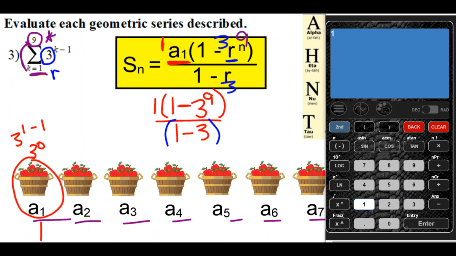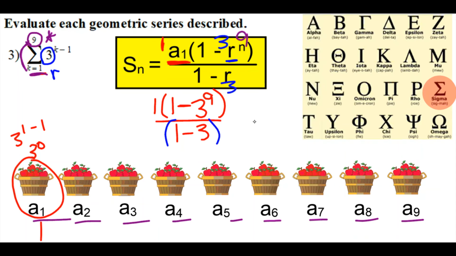So let's look at our calculator. We have 1 times the quantity, 1 minus 3 to the 9th power, close them, divided by, I'm going to open up parentheses for the bottom and put 1 minus 3. Now, as an alternative to putting parentheses there, you could just say 1 minus 3 is negative 2 and just divide by negative 2 if you want, but I'm just going to do it like this and not have to do any kind of calculations at all. The number's kind of big, 9,841.